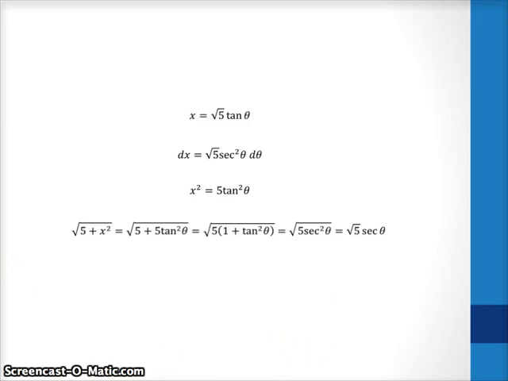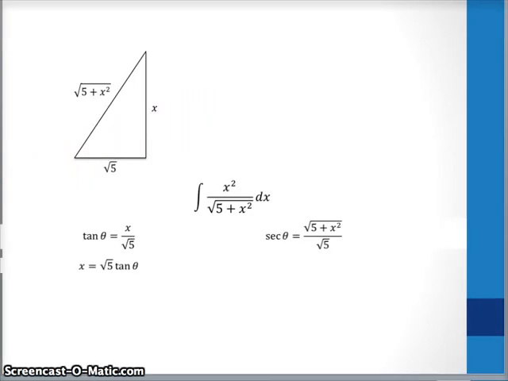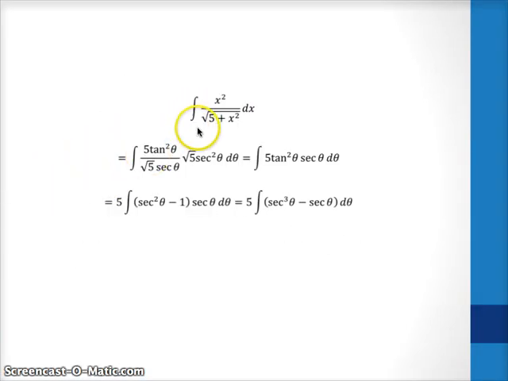So now that you know that, you have the integral x squared over square root of 5 plus x squared, and if you substitute in all the values gotten, you have the integral of 5 tangent squared theta over square root of 5 secant theta times square root of 5 secant squared theta with respect to theta. And this equals, if you cancel out like terms, the integral of 5 tangent squared theta secant theta with respect to theta.